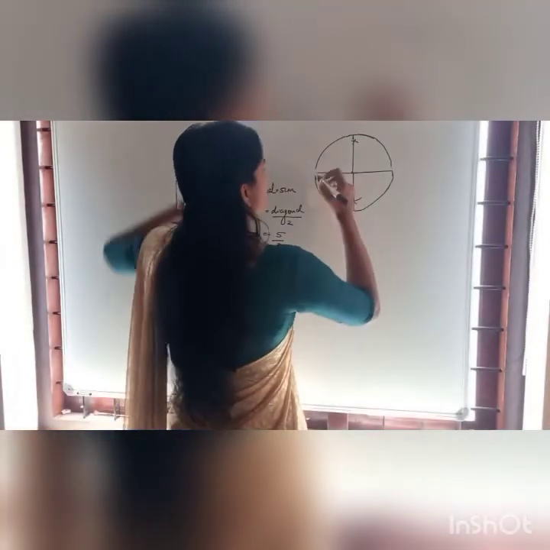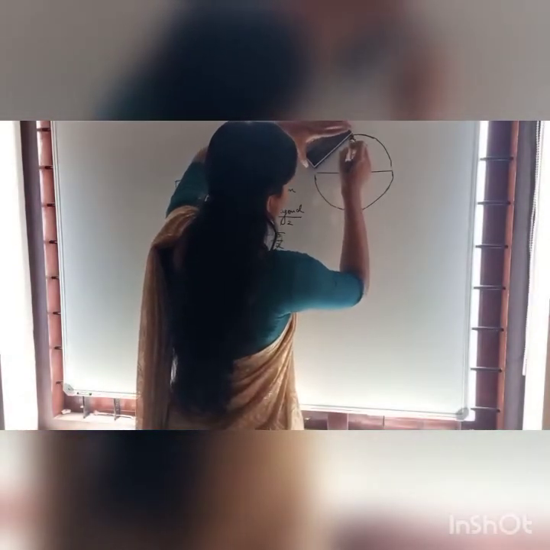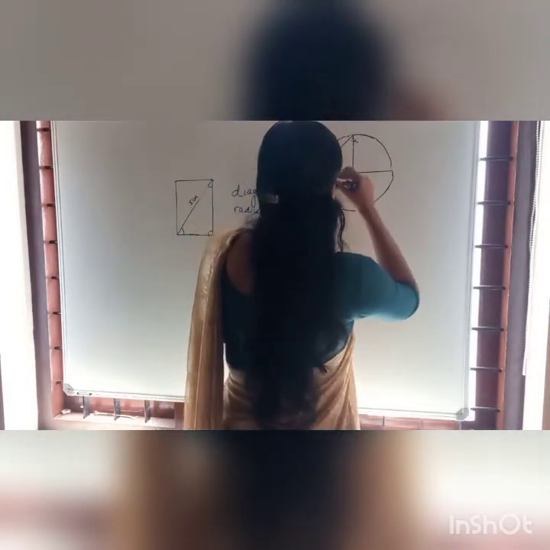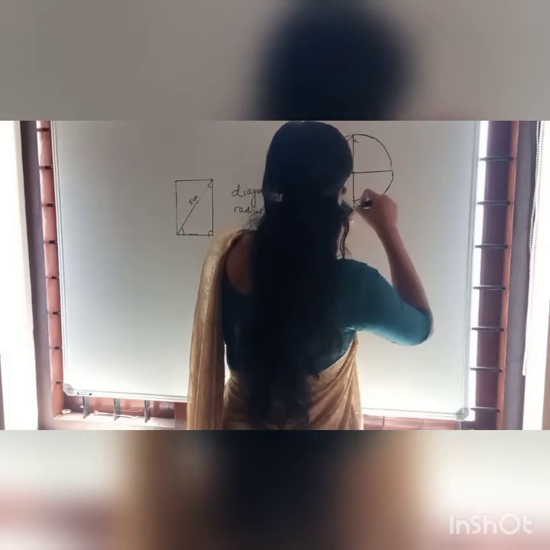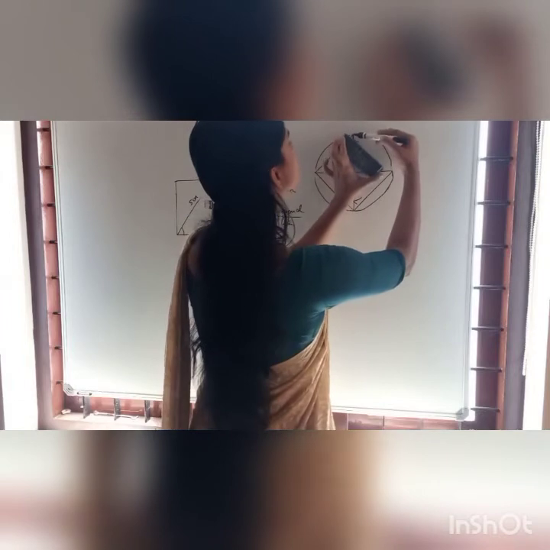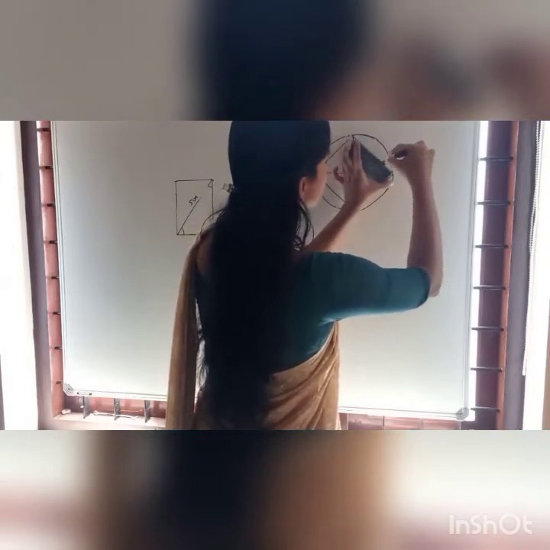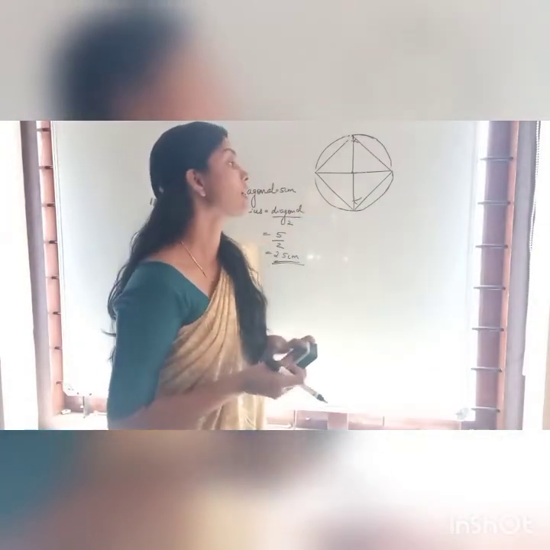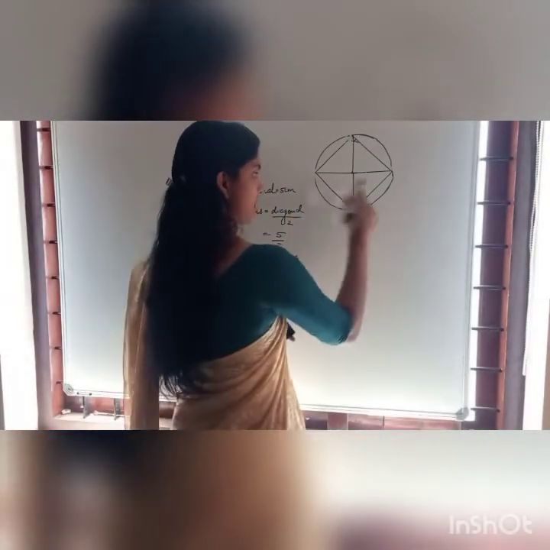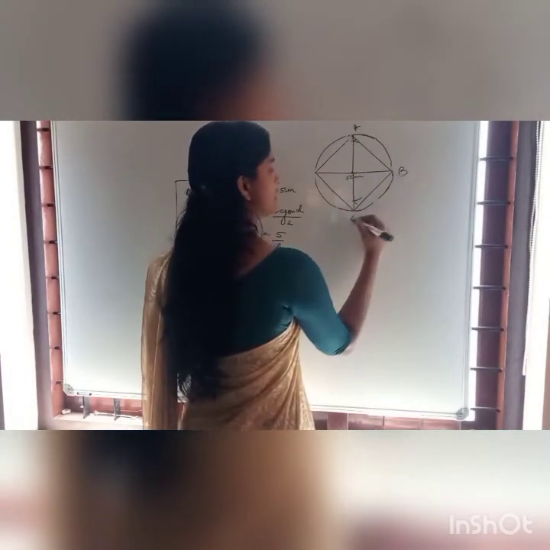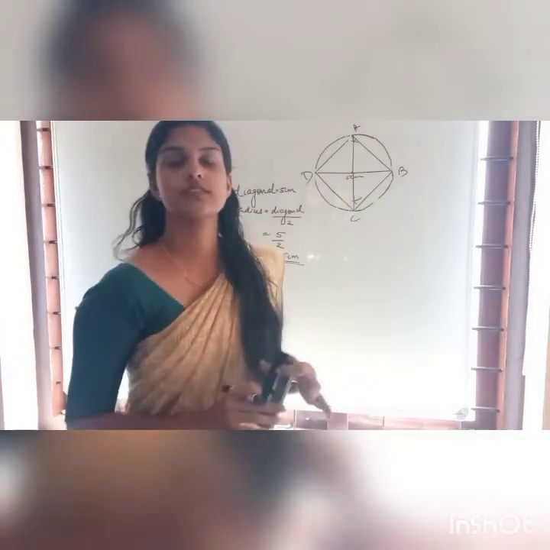Now what you have to do, you just have to join these lines. Okay, and you have constructed a square inside a circle. The diagonals of the square are 5 centimeter. Okay, so this is how you construct a square.